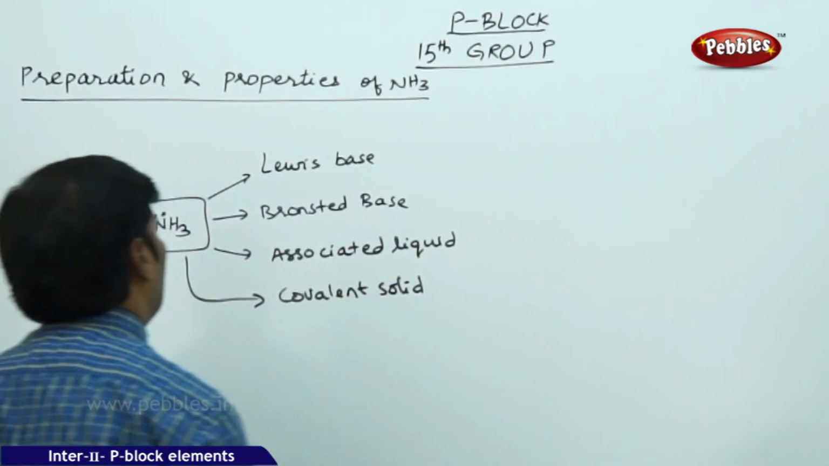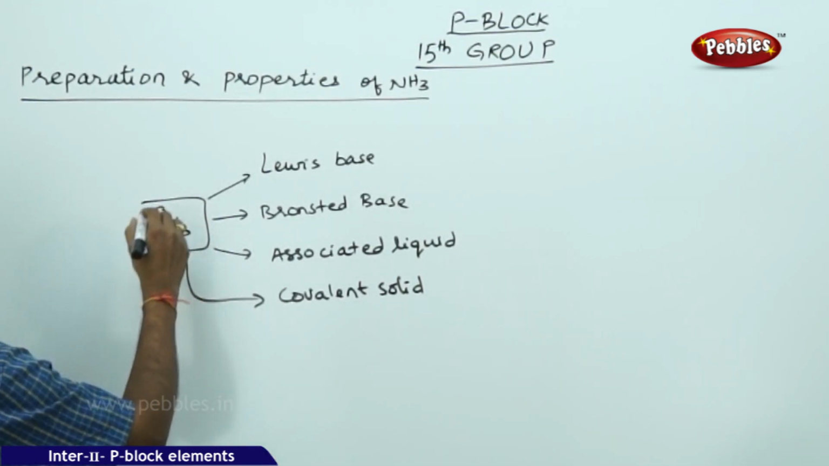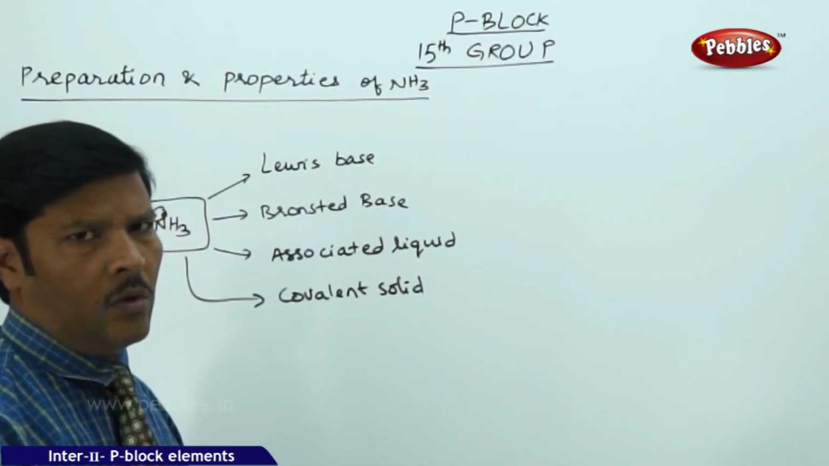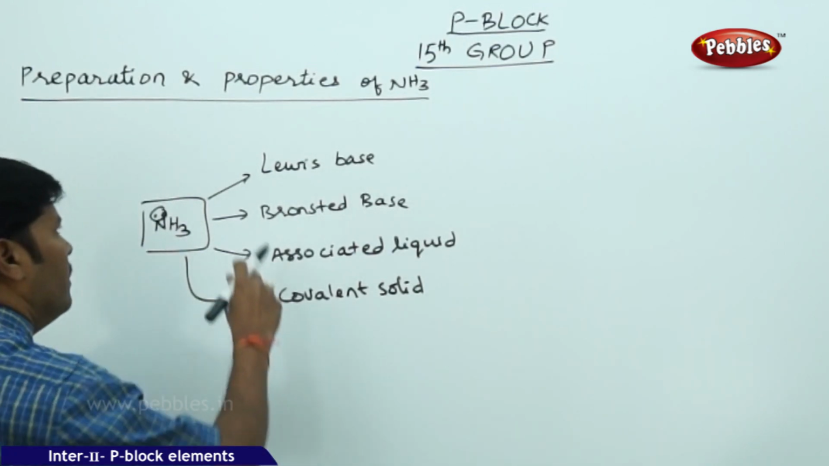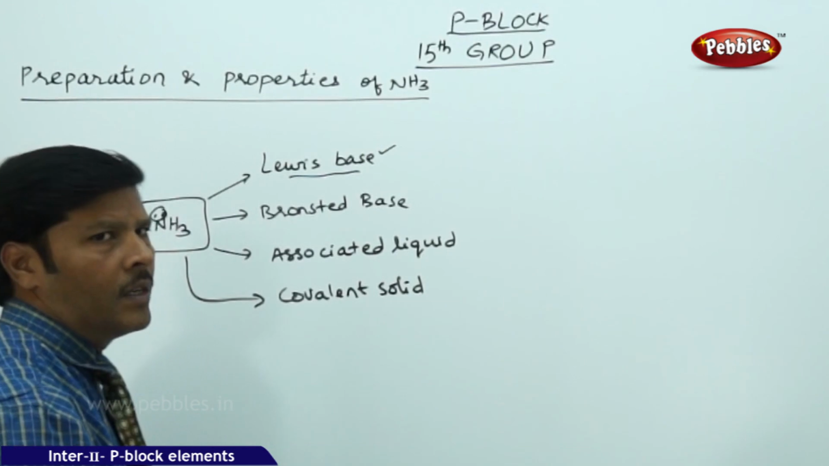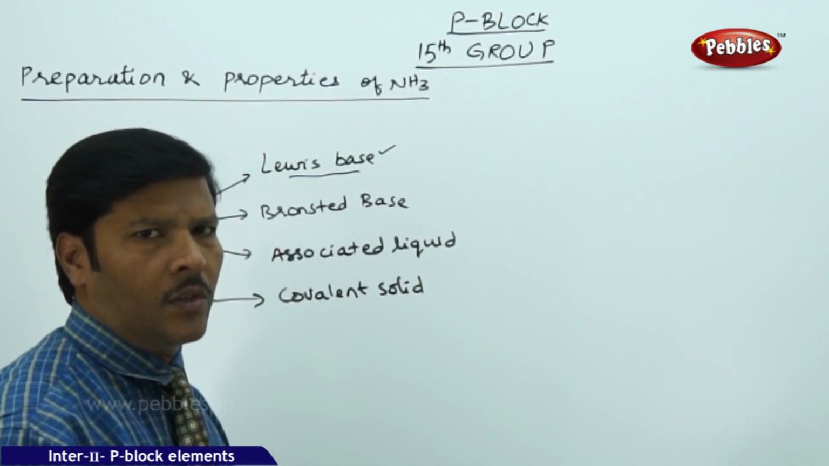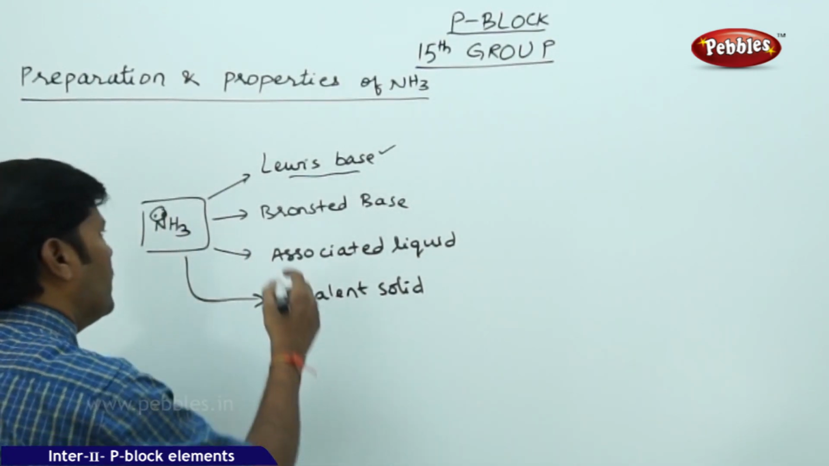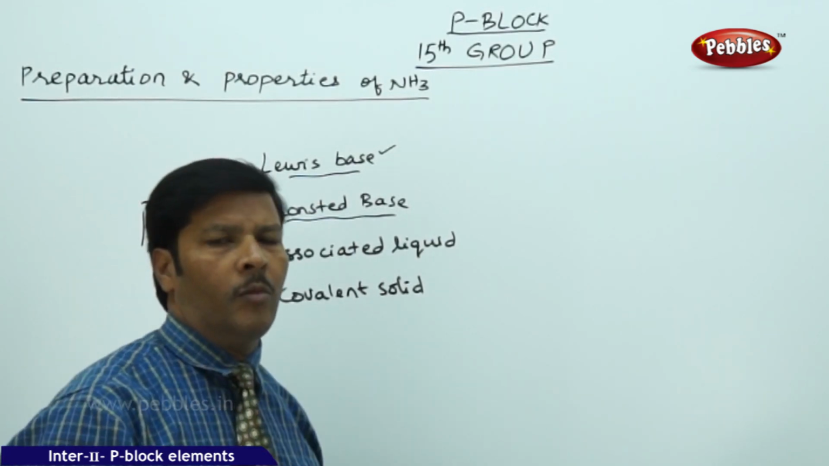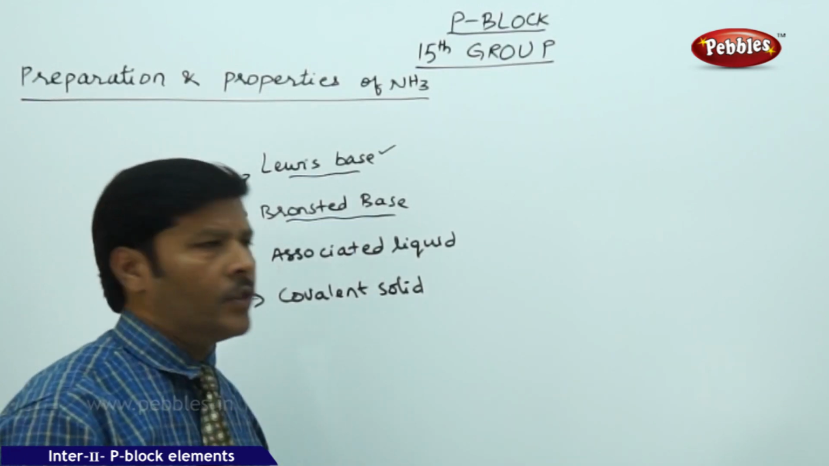If you take Lewis base, it is acting as a Lewis base because it contains one lone pair of electrons. All the species or molecules which are electron pair donors are Lewis bases. So that's why we can say that it is acting as a Lewis base. It's a good electron pair donor. And it is also a Bronsted base because it accepts a proton. According to the Bronsted-Lowry theory, the ammonia molecule accepts a proton, and it gives a conjugate acid.